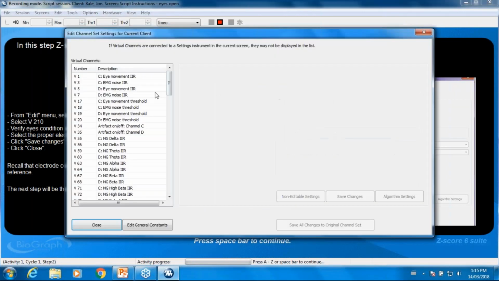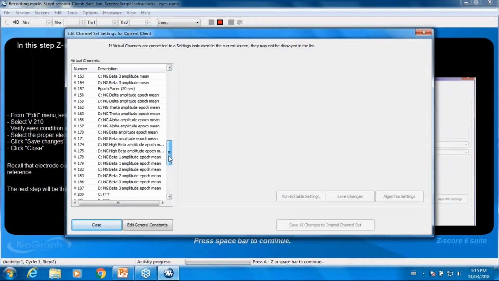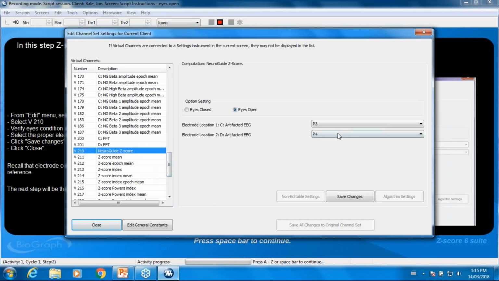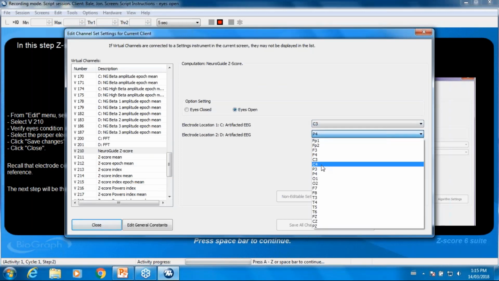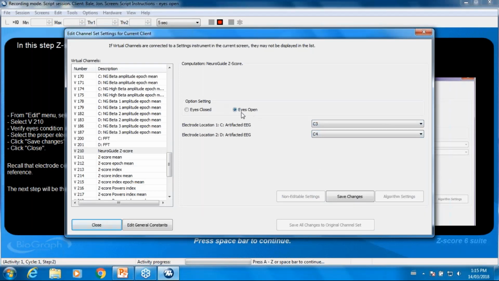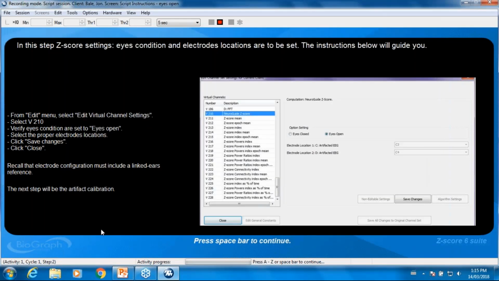I'm just going to go into the edit menu and follow the instructions by going down to the NeuroGuide. Currently I've placed my electrodes at C3 and C4, and my eyes are open, so that's fine. So I'm going to save and close. The database now knows my age, my sex, and where I've placed the electrodes, as well as that my eyes are open. That's all it really needs in order to compare my brain to the appropriate group.